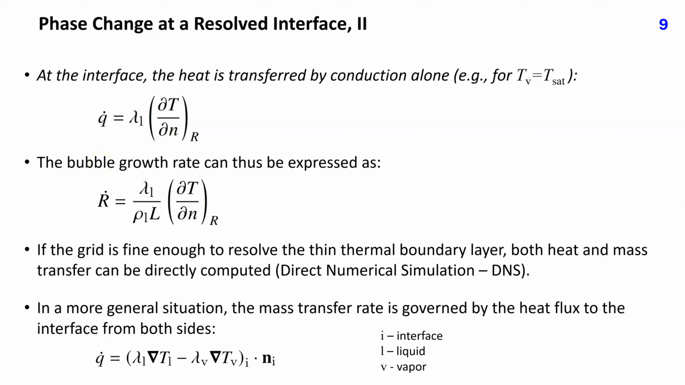If the grid is fine enough to resolve the thin thermal boundary layer at the interface, both heat and mass transfer can be directly computed without using any additional models. This is done in direct numerical simulation, DNS, of phase change. Examples are shown in slides 11 and 12. In a more general situation, if the temperature of vapor inside the bubble is not equal to the saturation temperature, the mass transfer rate is governed by the heat flux to the interface from both sides, as given by this expression.